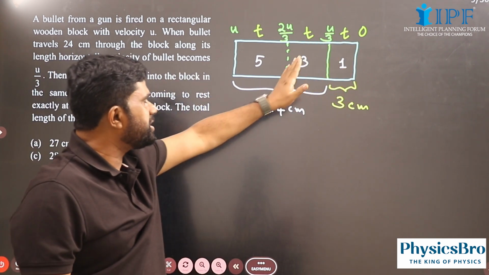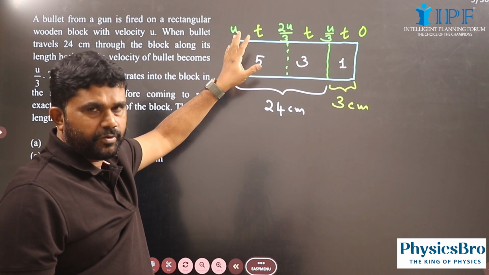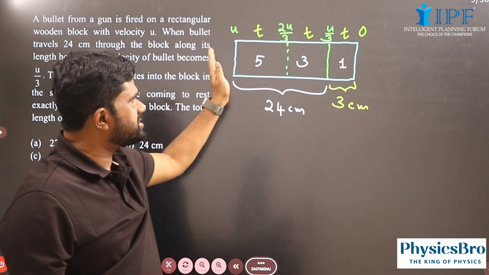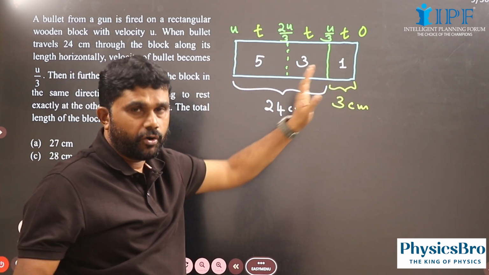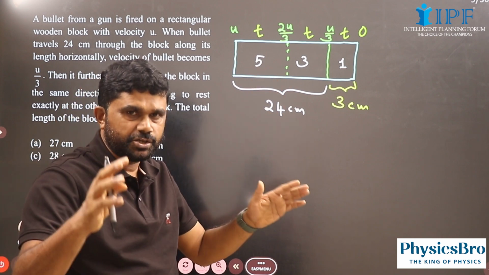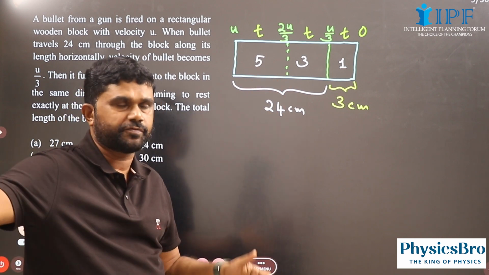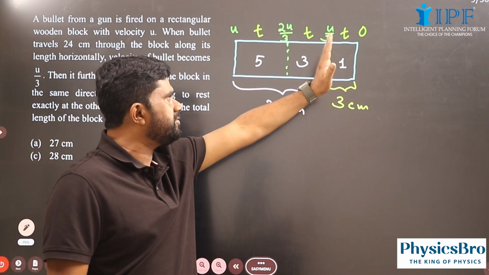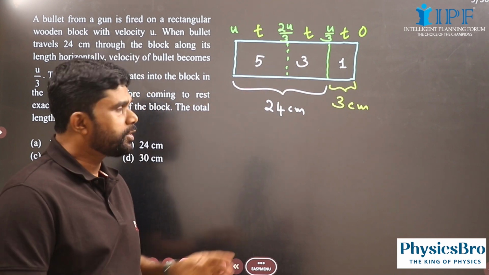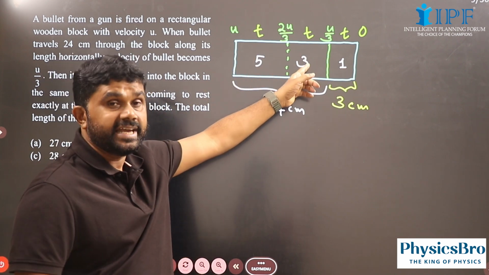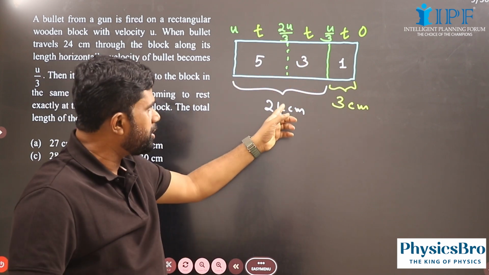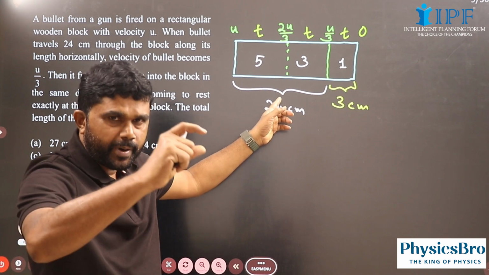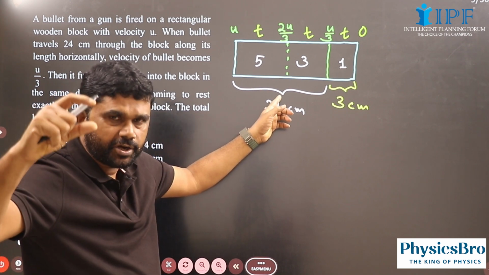Then it is 1:3:5. If you are not sure about this ratio in the reverse order, always start from the 0 velocity end with 1:3:5. Here we have 3 intervals, 1:3:5. Now see, 5 plus 3, 8 parts of distance are equivalent to 24.